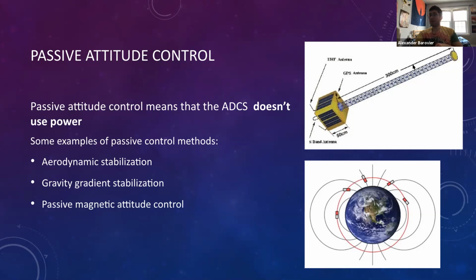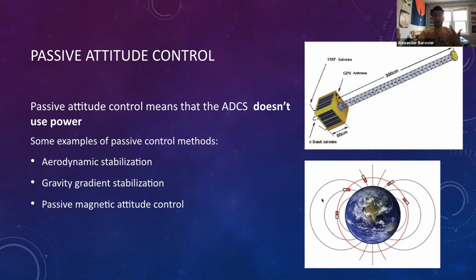With gravity gradient stabilization, you deploy a long boom with a mass on the end, and that can cause it to be stable like this. So you would think of the boom being at the bottom, and the satellite would just wobble about it like that as it orbits.